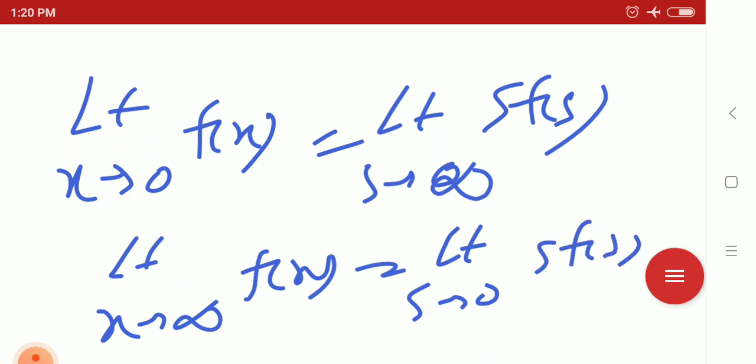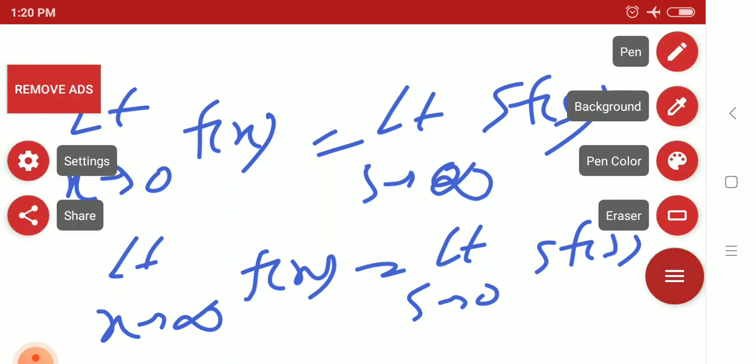So that is it for today. That is actually some important properties and some important things about the Laplace transformation.